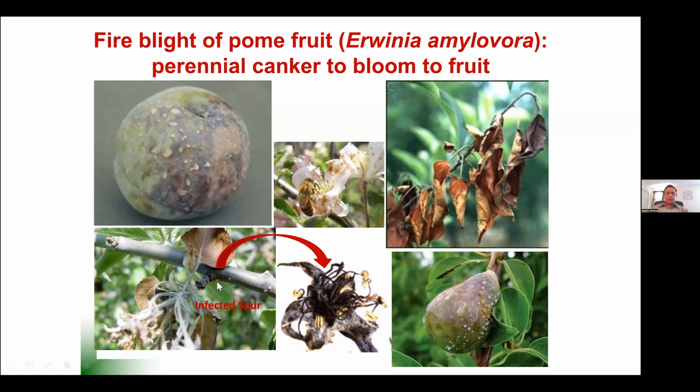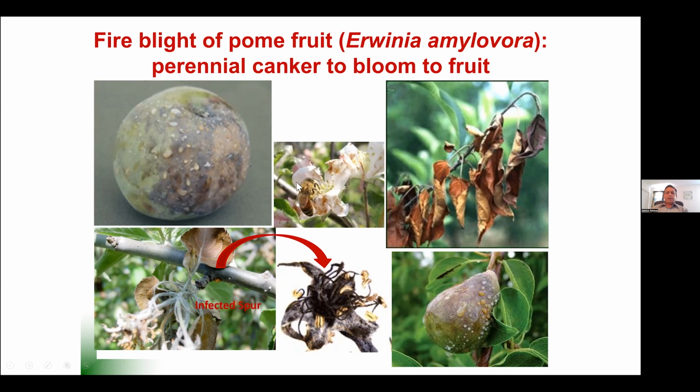And you can see some kind of oozing coming out. And these bacterial cells are being airborne, or some insects take them to the flowers. So initial infection takes place in the presence of moisture and temperature. Okay.